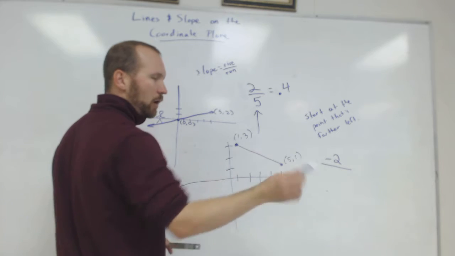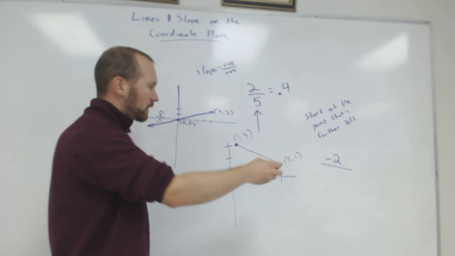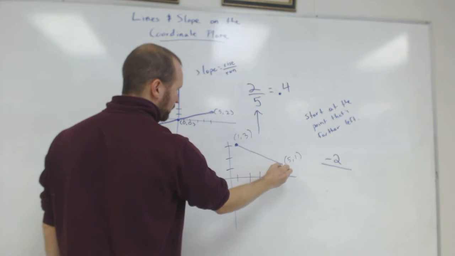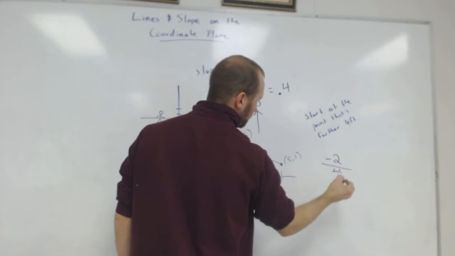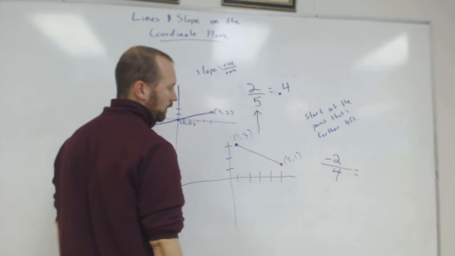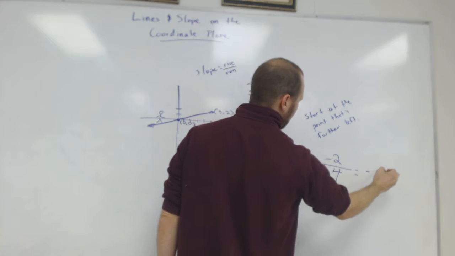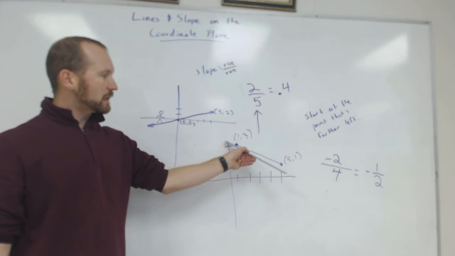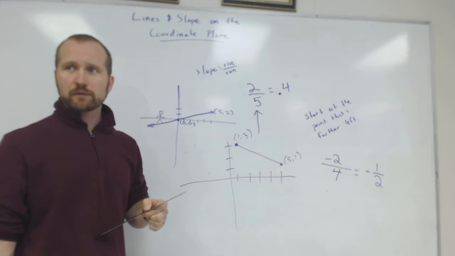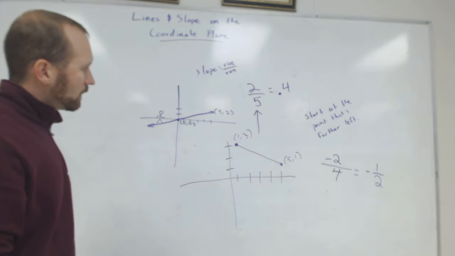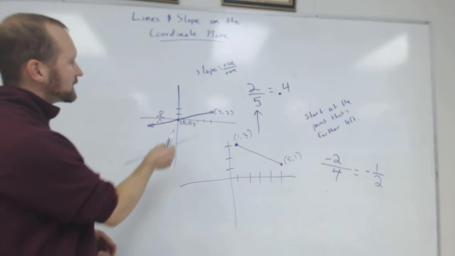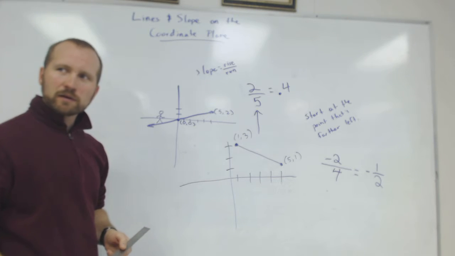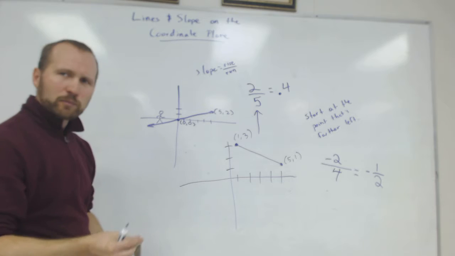And then my run is just always going to be a positive number because I'm always going to go to the right. So how much do I have to run? 1, 2, 3, 4. So my slope is negative 2 over 4, or that's the same thing as negative 1 over 2, negative a half. So the slope of this line is sort of gradual, and it's negative. What's the difference? Can you look at this line and tell that it has a positive slope, and then look at this line and tell that it has a negative slope? Do you have any guesses about what makes the slope negative?